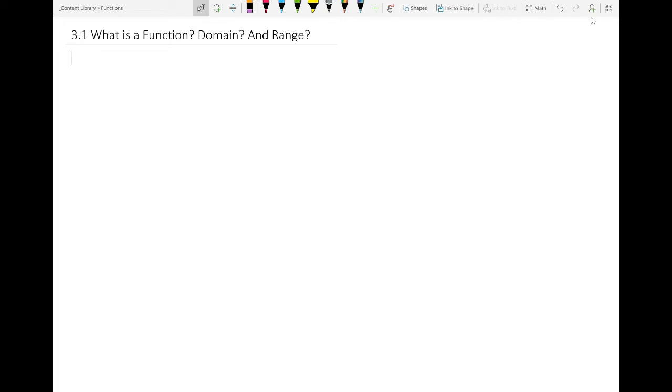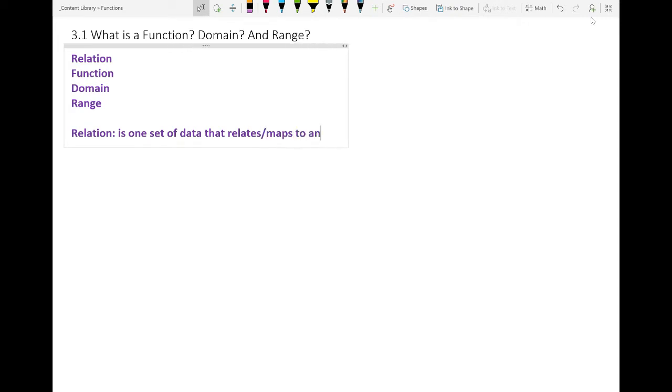Some vocabulary that you will need to know: relation, function, domain, and range. Okay, let's start with the word relation. A relation is two sets of data or information where one set of data relates or maps to another.